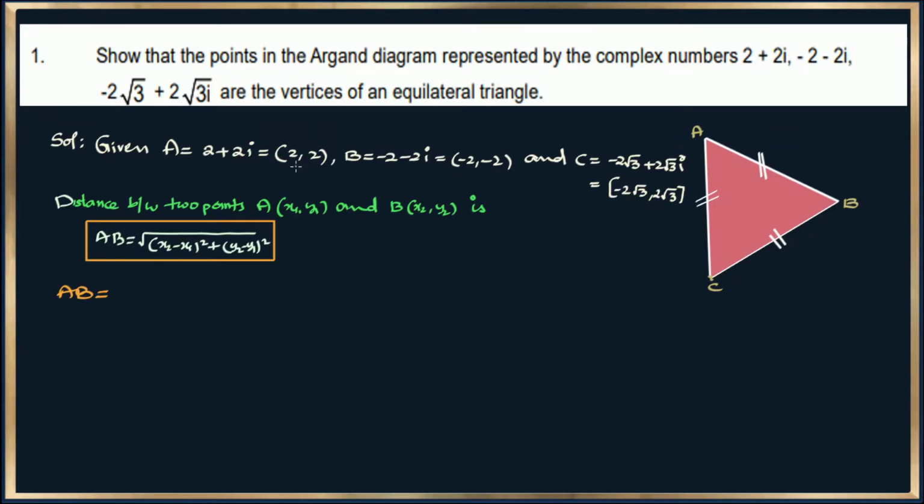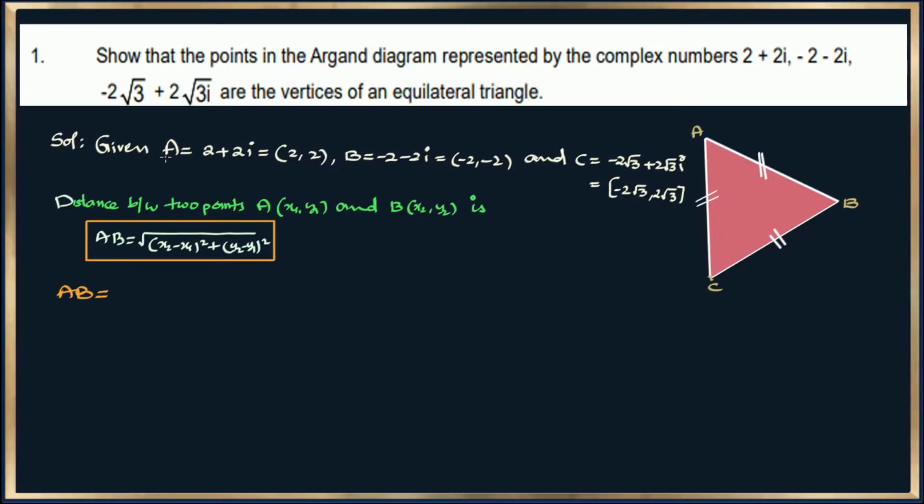Our first question is: show that the points in the Argand diagram represented by the complex numbers 2 plus 2i, minus 2 minus 2i, and minus 2 root 3 plus 2 root 3i are the vertices of an equilateral triangle.